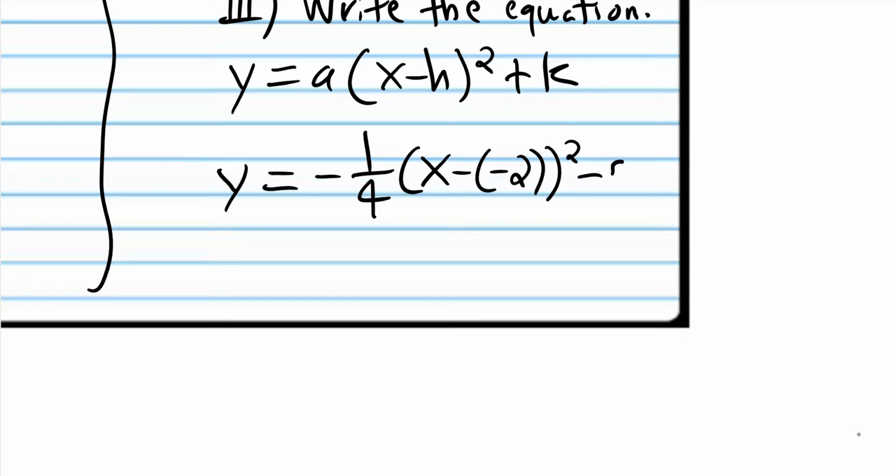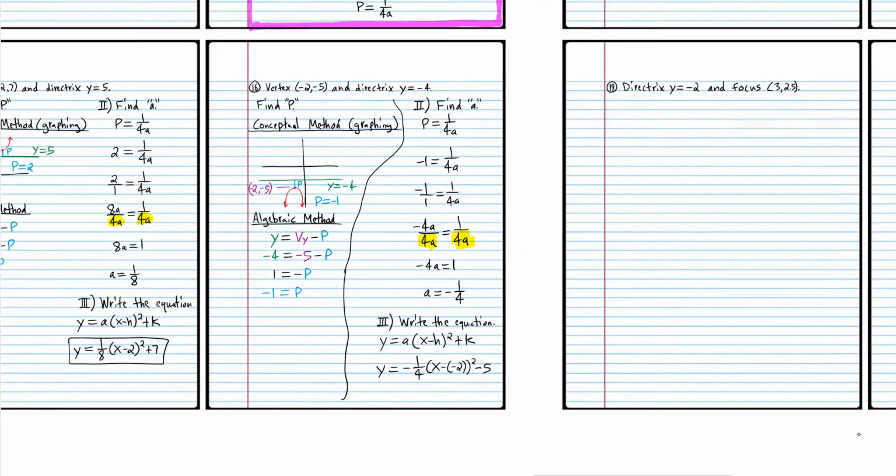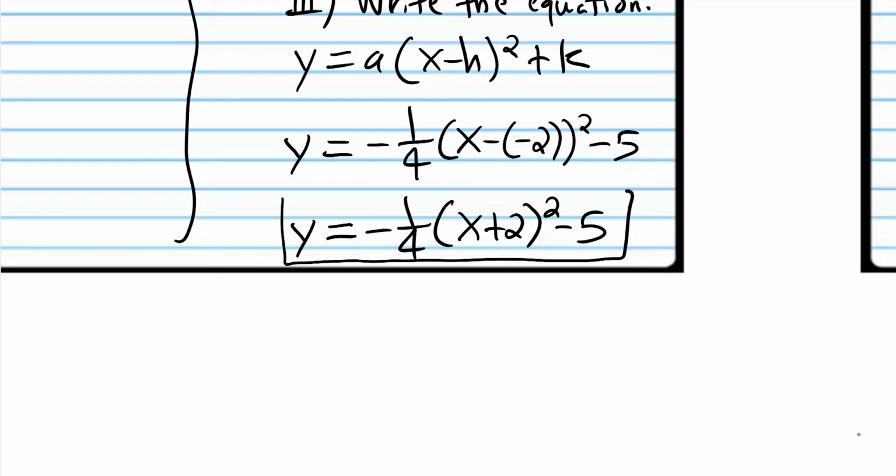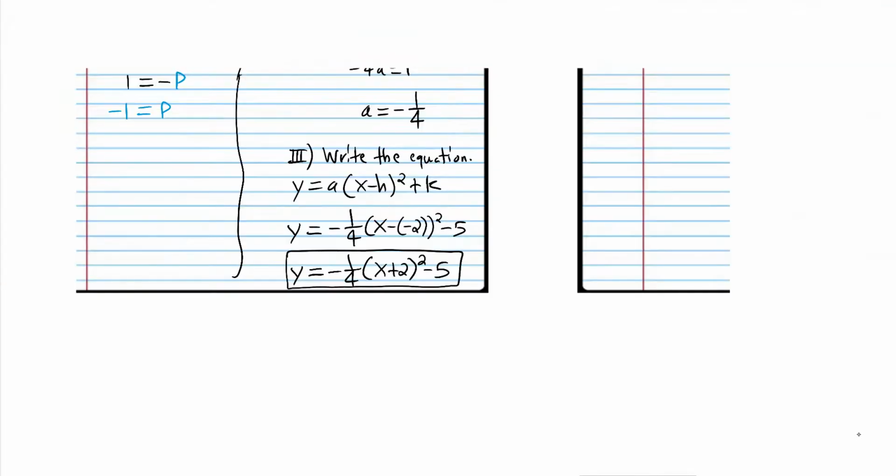And K is -5. Now remember, you don't want to keep a double negative in your final equation. That's just unnecessary, so you can change it to a positive. And there we go. So if you got that equation, good job.